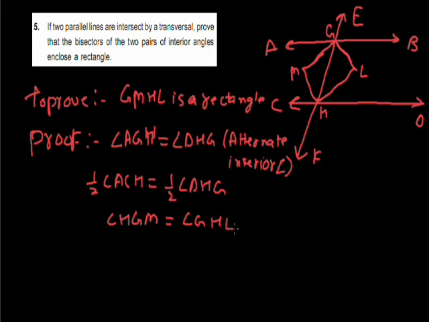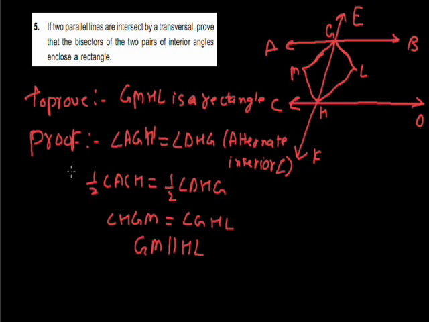Thus lines GM and HL are intersected by a transversal GH at G and H respectively such that the pair of alternate angles are equal, so HGM is equal to GHL. If HGM is equal to GHL, then we can say that GM is parallel to HL. Similarly, for the other pair of alternate interior angles, we can prove that GL is parallel to HM.